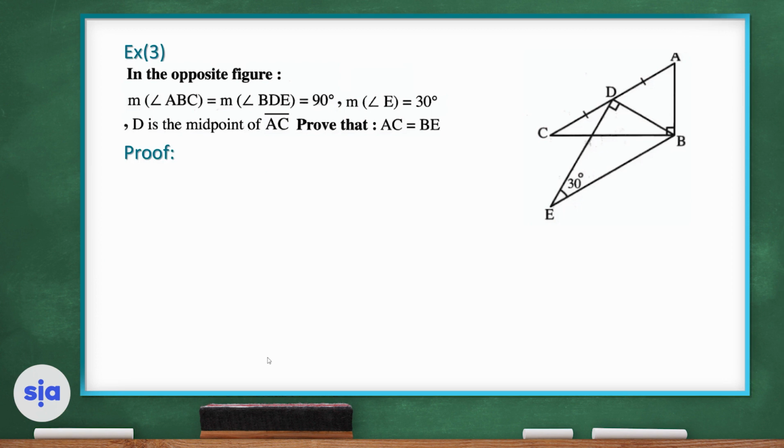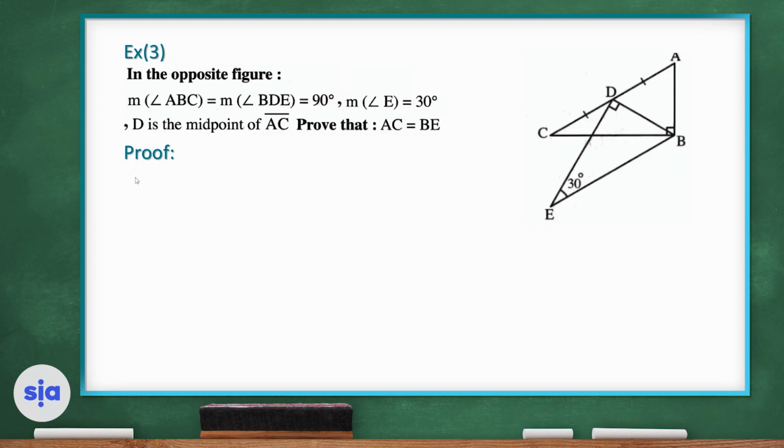Example 3, in the opposite figure, the measure of angle ABC is equal to the measure of angle BDE, and each of them is equal to 90 degrees, where the measure of angle E is 30 degrees, and D is the midpoint of AC. The question wants us to prove that AC is equal to BE.